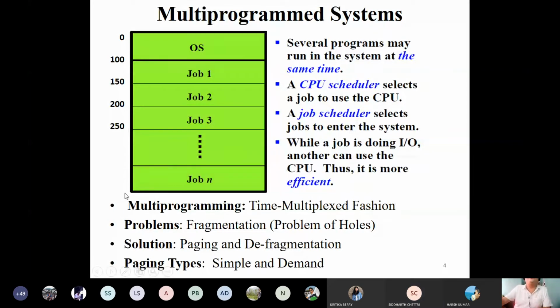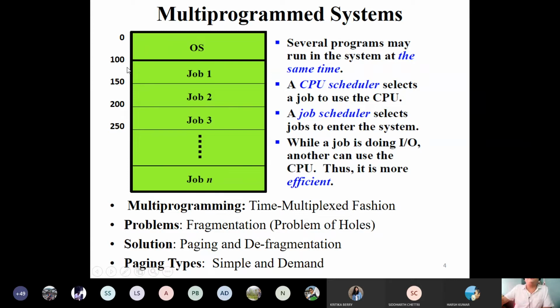So suppose there are three partitions of the computer memory: 100 to 150, 150 to 200, and 200 to 250. There are three partitions where you can insert the job. The job scheduler will select, out of 100 jobs in the secondary storage device, 3 jobs and initialize them. Job J1 is initialized in the first partition, job J2 in the second partition, and job J3 in the third partition.